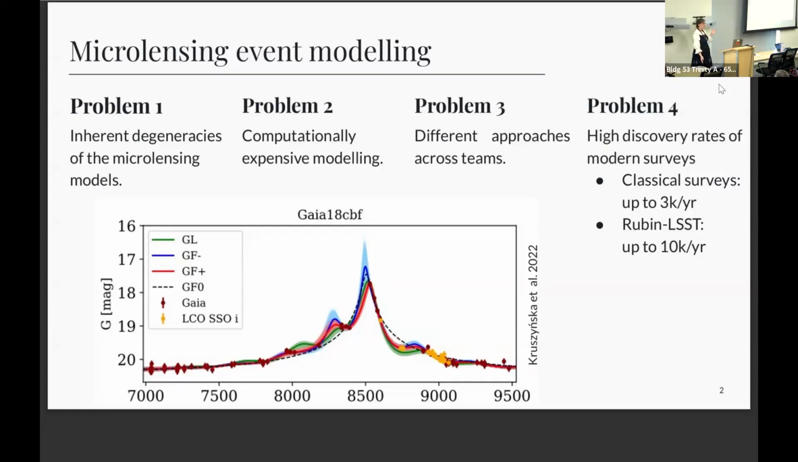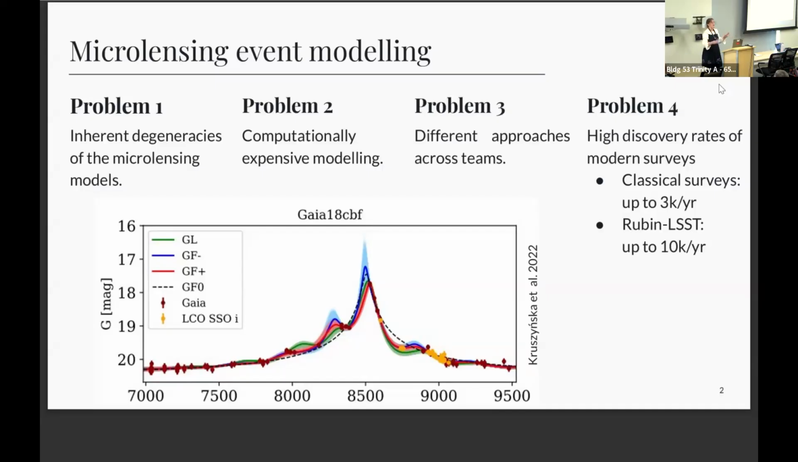The second problem is computationally expensive modeling. In microlensing, we want to fit different types of models and find the best fitting parameters for those. And it takes time. For the simplest models, where we have only a single lens and single source, that can be relatively fast. But when we move to binary lenses, it becomes very expensive, and it can take from hours to days.